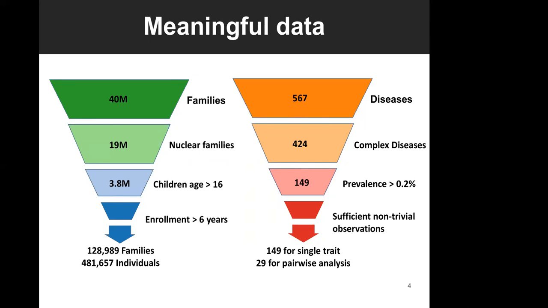Similarly, we filtered on the disease of choice. First we ruled out the Mendelian diseases and made sure the disease prevalence is higher than 0.2% in both children and their parents. Then for the pairwise diseases, we further filtered on whether we can have sufficient non-trivial pairwise analyses. Because of the computational burden, we limit the pairwise analysis to 4 biological systems: neuropsychiatric, cancers, immune system diseases, and cardiovascular diseases.